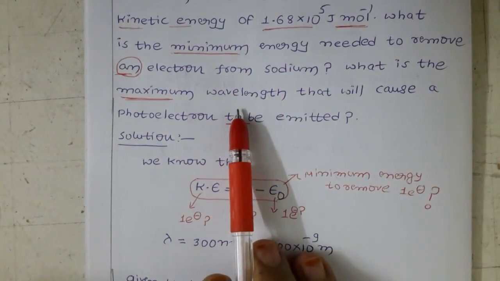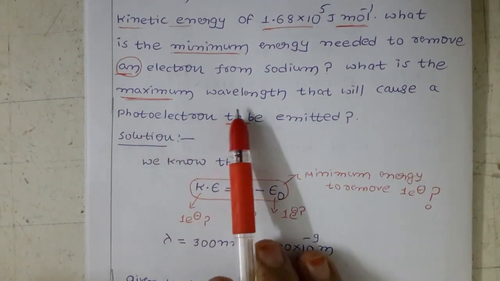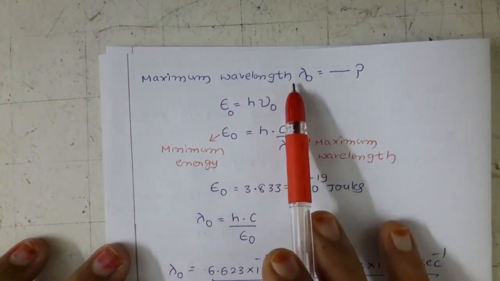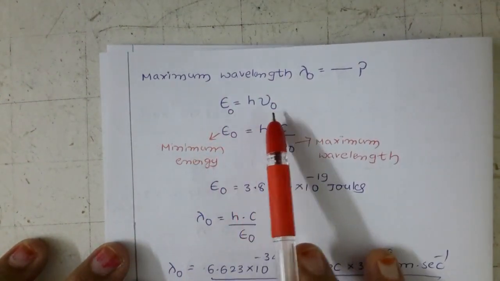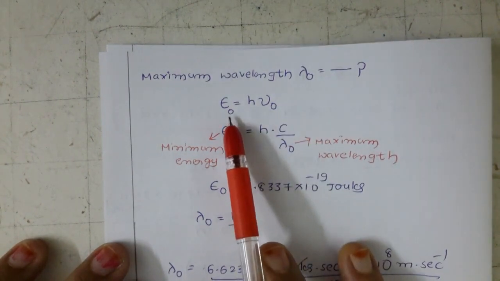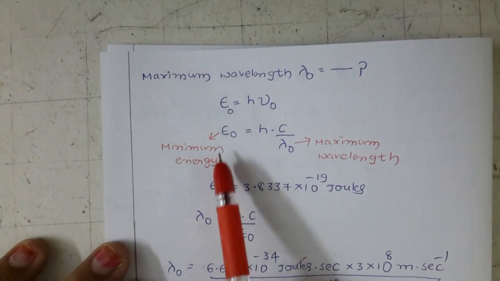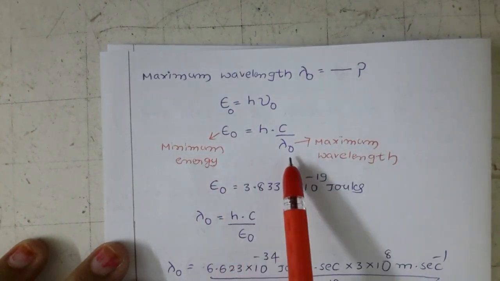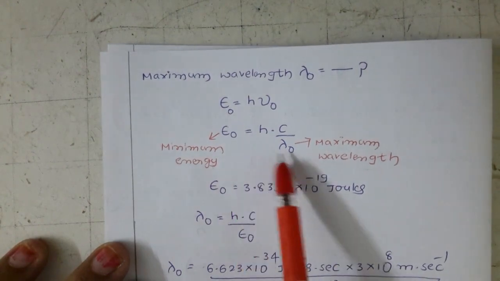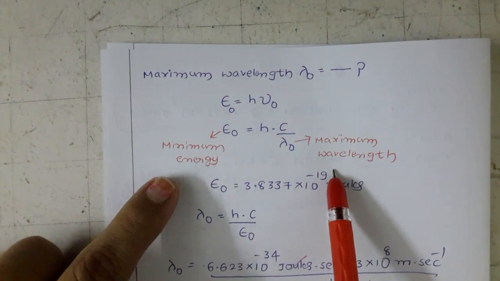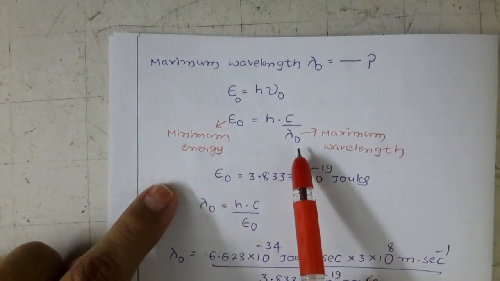Next, what is the question here? What is the maximum wavelength? Now maximum wavelength means we have the relation again. What we have to calculate next? Maximum wavelength, lambda naught. So E naught equals h mu naught, isn't it? Because we already calculated E naught, nothing but the minimum energy. Once the energy is minimum, energy and lambda have an inverse relation. So already we have the minimum energy. Now we have to calculate the maximum wavelength, so E naught equals hc by lambda naught.